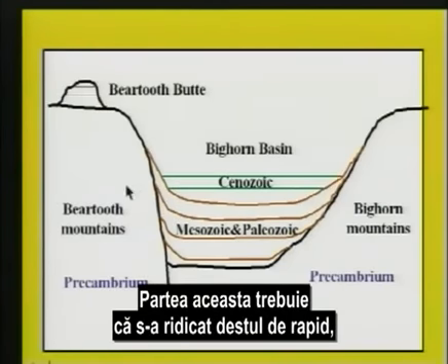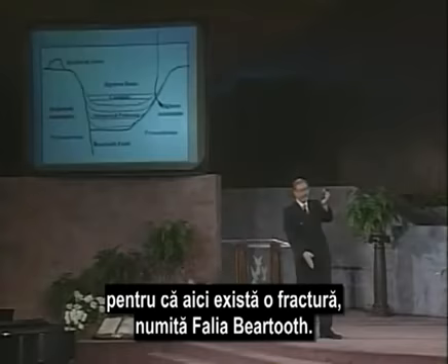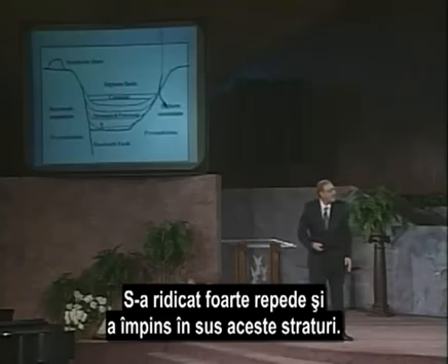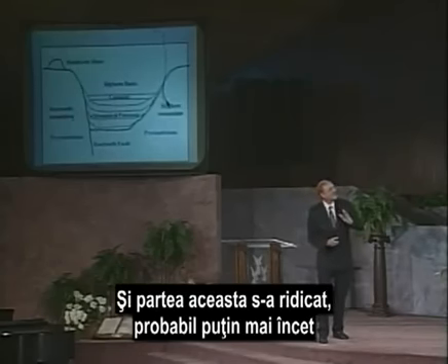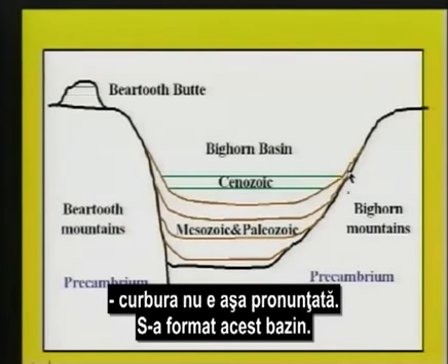But this side must have come up quite quickly because we have a fault here, which is called the Beartooth Fault, which is a tear in the earth. A tear. So it went up very quickly, and it moved these layers up, and this side also came up, but probably slightly slower, and you'll see the warp is not quite as great. Up it goes, and you have this basin then.